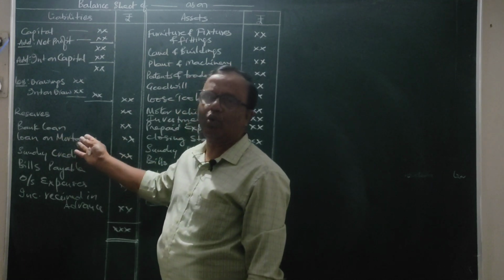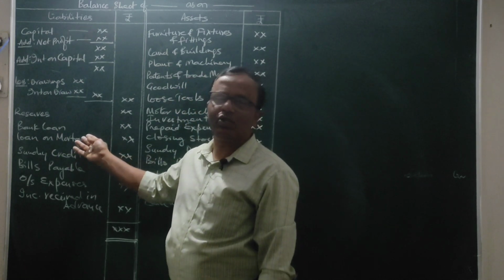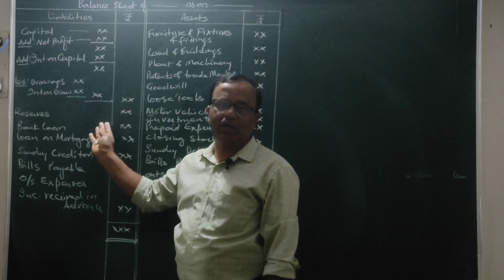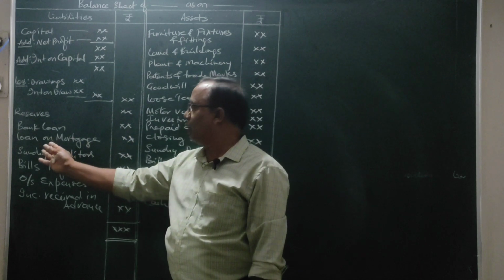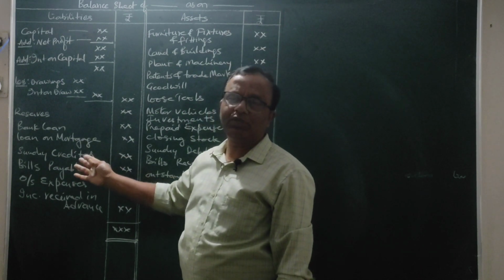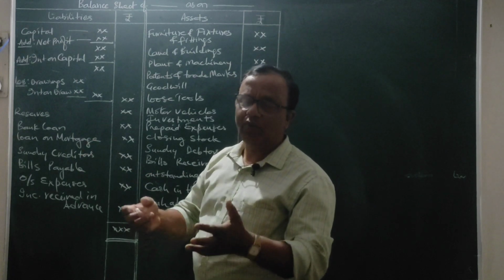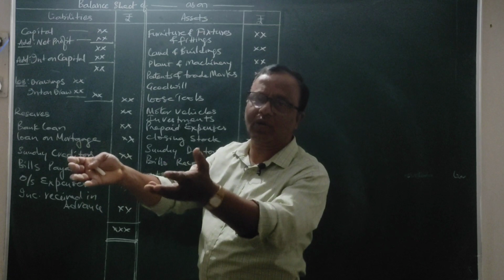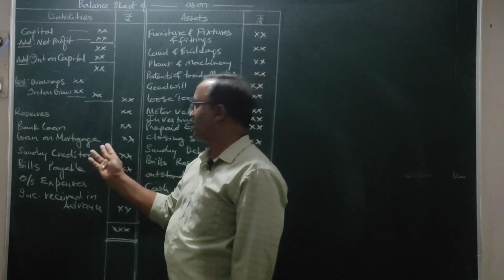Then again, bank loan. Bank loan means the loan taken by this particular business from the bank. It is a liability. We are writing it here. Then again, loan on mortgage, in addition to this. Loan on mortgage means you have taken a loan by mortgaging some of your assets, by showing your assets as security. That is a mortgage loan. It is a liability.